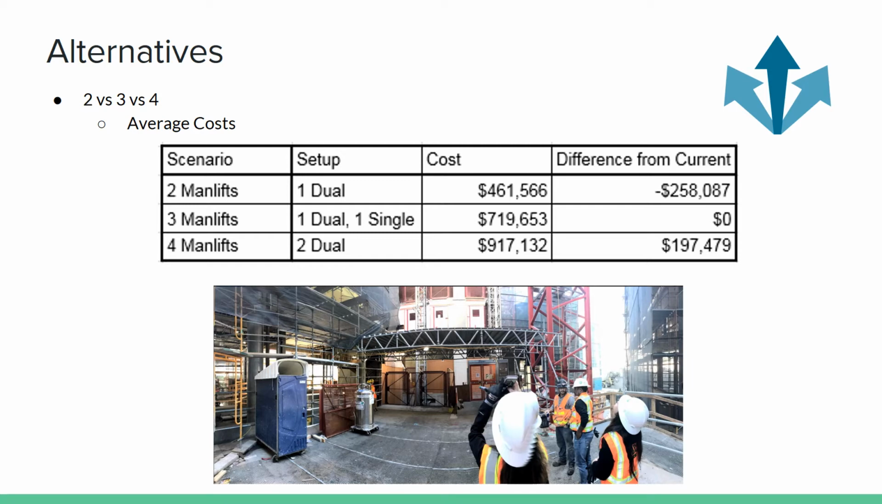The difference between a dual man lift and a single man lift is that a dual man lift tower mast holds 2 cars on one shaft, while a single mast holds 1 car on one shaft. In terms of cost, the dual mast is cheaper than 2 single masts. From our calculations, having 2 man lifts is about $250,000 cheaper than the current, and having 4 man lifts is about $200,000 more expensive.